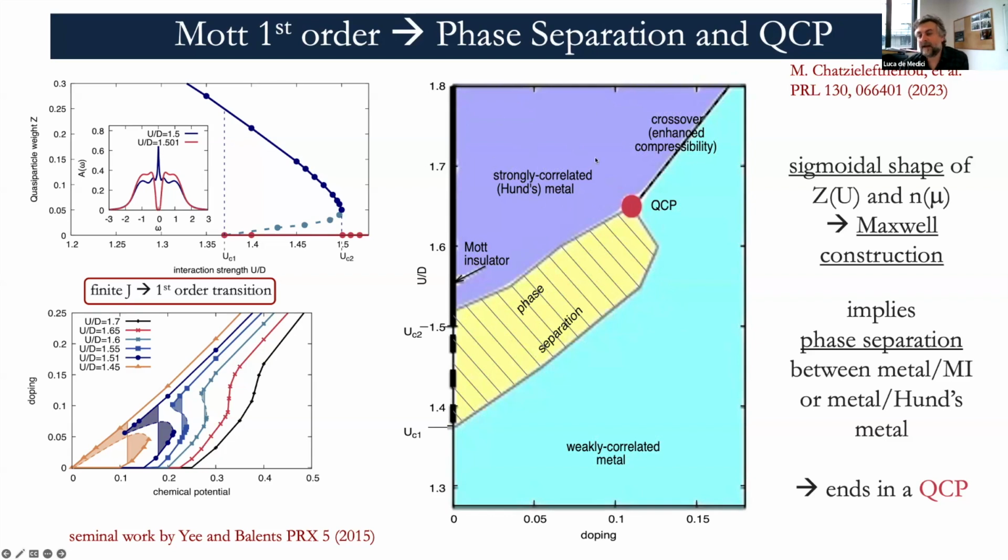So that's what I tend to identify with the zone where the strong correlation due to Hund's physics starts to happen, so the Hund's metal. And then the phase separation ends in a quantum critical point where the compressibility diverges. And beyond this, one still has a signature, a peak in compressibility, which can actually be detected even in the stable zone.